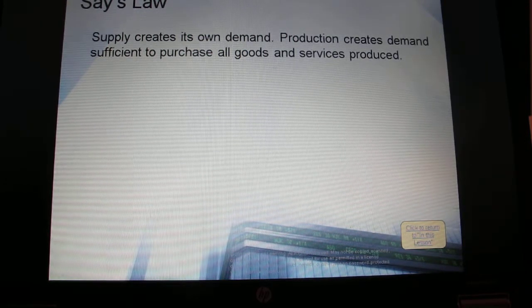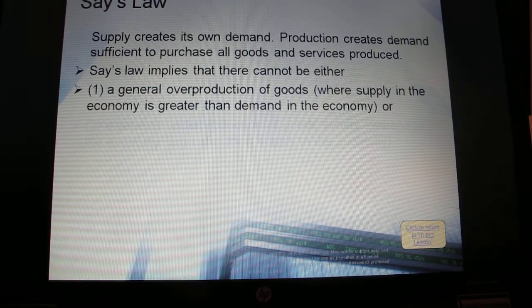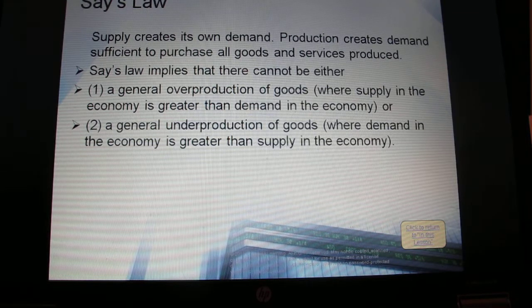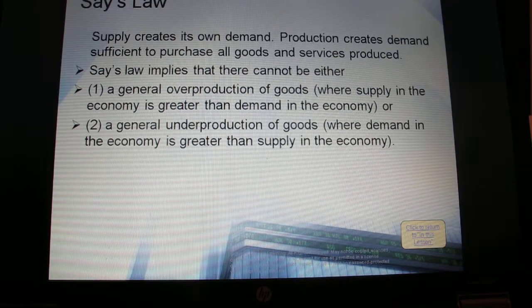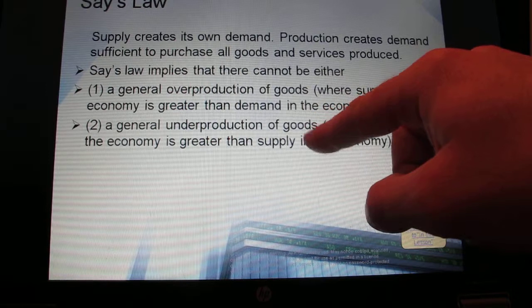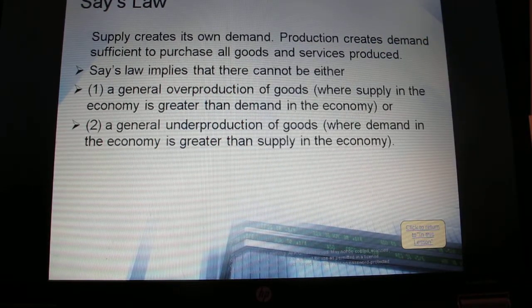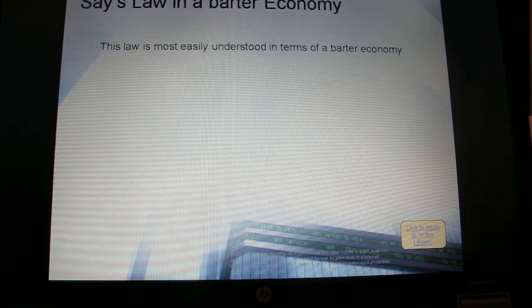So the implications of this are that Say's law says that there cannot be an overproduction of goods, where supply in the economy is greater than demand in the economy, or a general underproduction of goods, where demand in the economy is greater than supply. Neither of the above say that production can't change. It's saying that supply and demand should find an equilibrium. He's saying prosperity can be increased by stimulating production, not consumption.